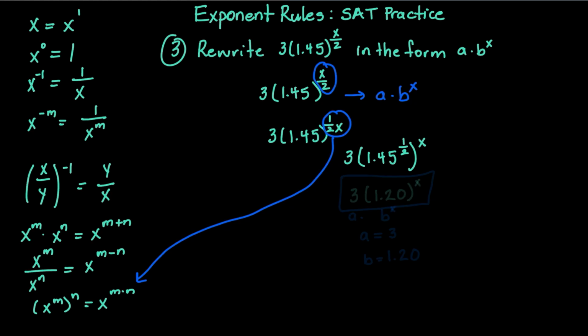And if I were to go forward, I know I would multiply 1/2 times x, and I'd be right back where I started. Well, because all of your SAT problems are calculator problems, 1.45 to the 1/2, if you're to put that in your calculator, is 1.20. And then we're just left to the x. So now we're in the form a times b to the x, where a equals 3 and b equals 1.20.